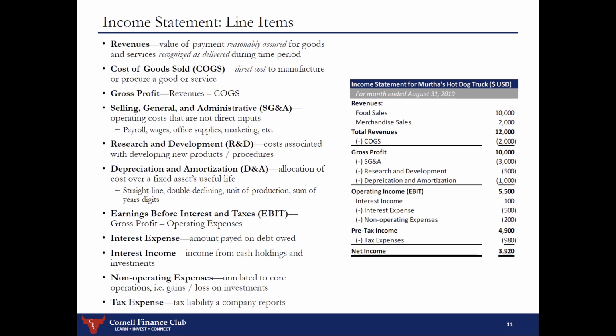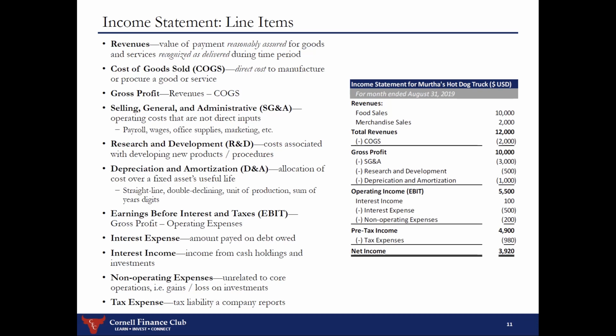So on the right-hand side, you can see a sample income statement for a pretend business, which is Phil's hot dog truck. You can see here that you flow from revenue to gross profit, and then you have your operating income, going to pre-tax income, and finally net income, which is called the bottom line.